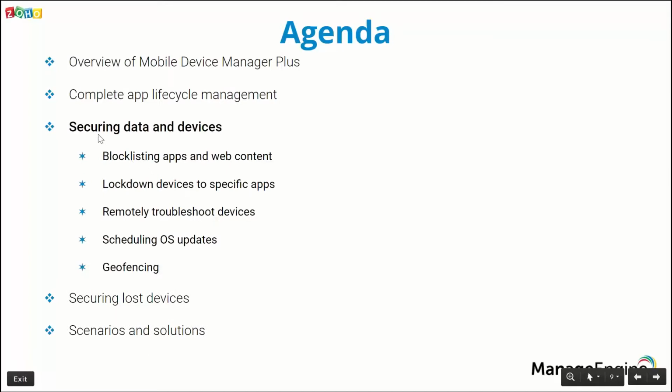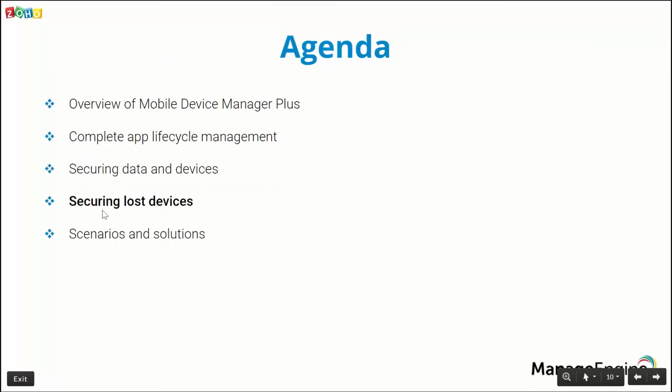We will then move on to see how you can secure the data on your devices by blocking certain apps and web content, locking down your devices to run only on a specified set of apps. You can see how you can remotely troubleshoot your devices in case of any device issues. We'll see how you can schedule, automate, and even restrict your OS updates, and also achieve location-based compliance by using geofencing.